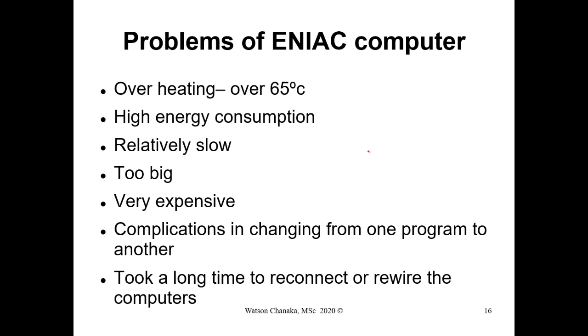One of the main problems of the computer ENIAC was overheating, as you can see, over 65 degrees Celsius. Imagine, if the outside temperature is just 40 degrees, we are just crying. But these military personnel had to work inside the 65 degrees Celsius. But then the computer could freeze, it could no longer work.